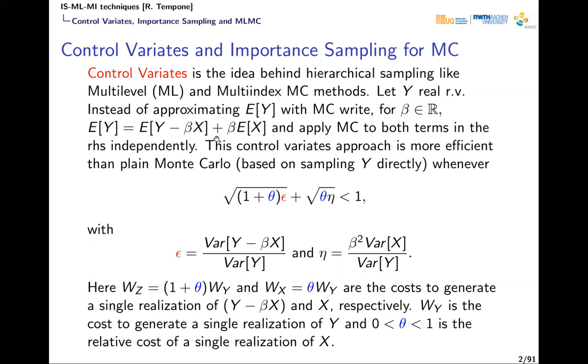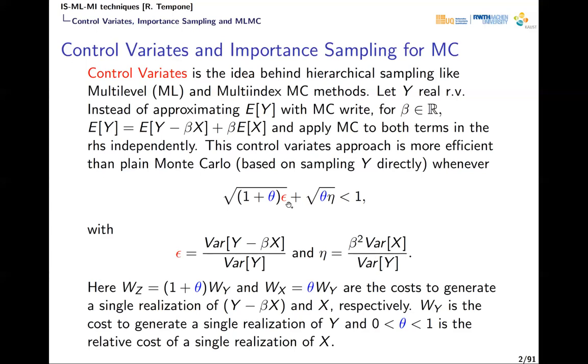In fact, sampling from the right-hand side, taking these two terms in an independent way, will provide a more efficient Monte Carlo approximation than just using Monte Carlo on the left, if this inequality holds, where epsilon here is the relative variance, that is the variance of y minus beta x divided by the variance of y, and theta is just this other relative cost.